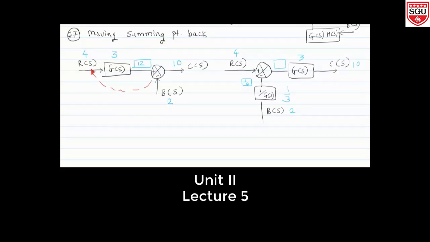So the answer after this 1 by 3 multiplied by 2 will be 2 by 3. So 2 by 3 will be subtracted from 4, that is 4 minus 2 by 3. So what will be the answer now? It will be 10 by 3, which is 3.33. Now 10 by 3 multiplied by 3, automatically it will give the answer 10.